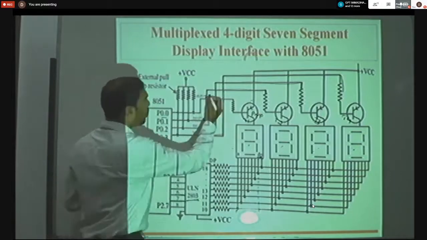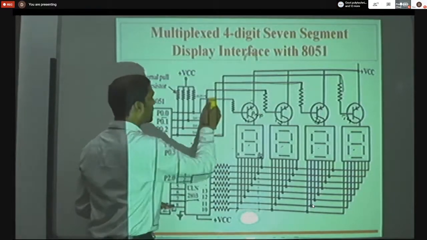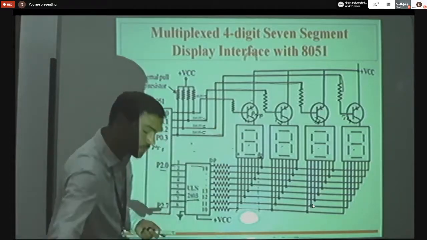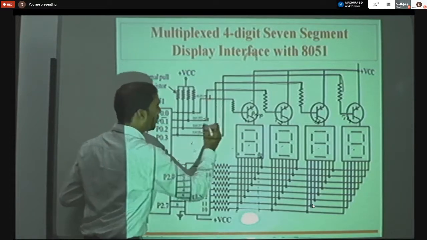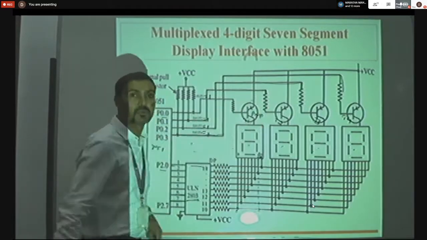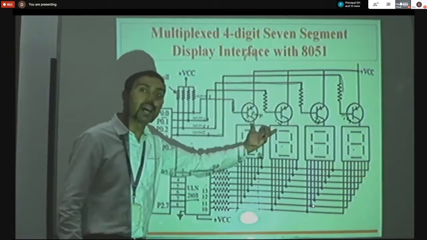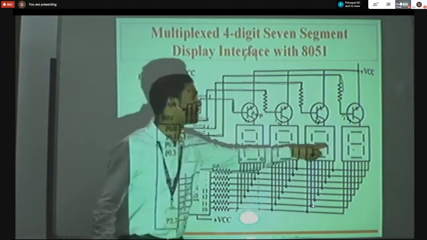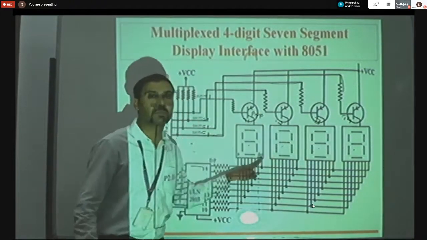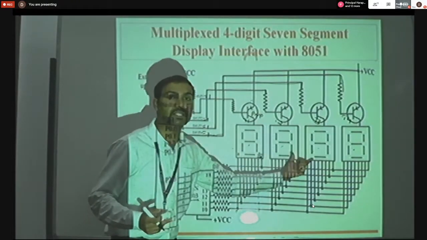When the digits are 1 instead of 0, there will be a reverse operation. When all these digits are 1, the transistor will turn off. Turn off means the switch is off, so there is no display on this 7-segment display. There is no value and no information on the 7-segment display.